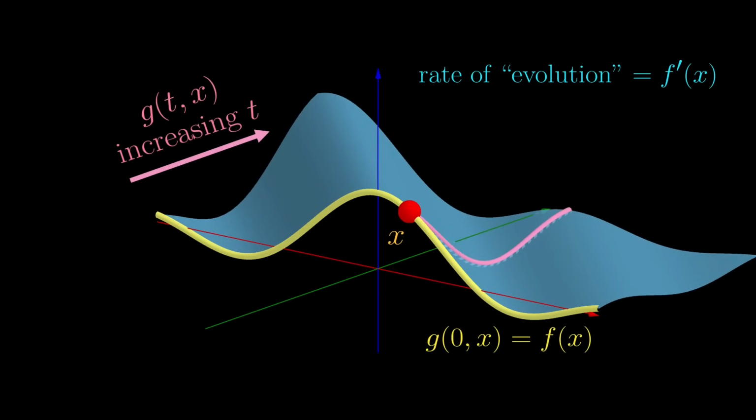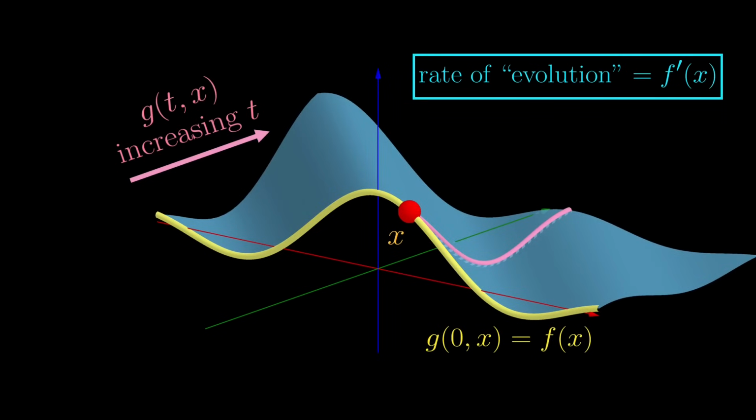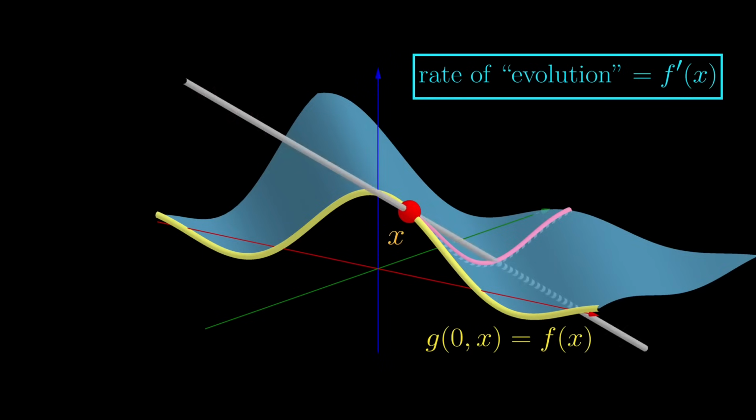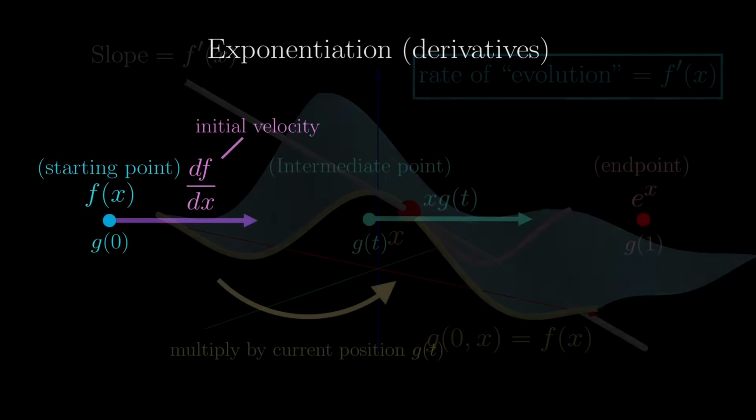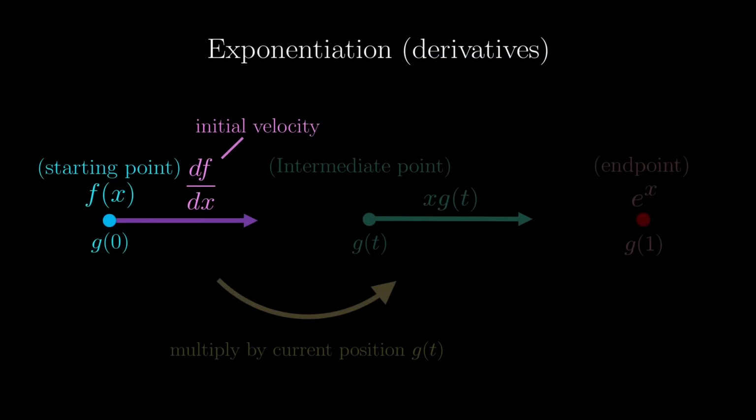When we say the rate of evolution is the derivative of f at the start, we mean that initially, the height of this point changes at a rate of f prime of x. Equivalently, the slope along the t direction is f prime of x initially. So this explains the initial setup, particularly what it means for the velocity to be a function itself.